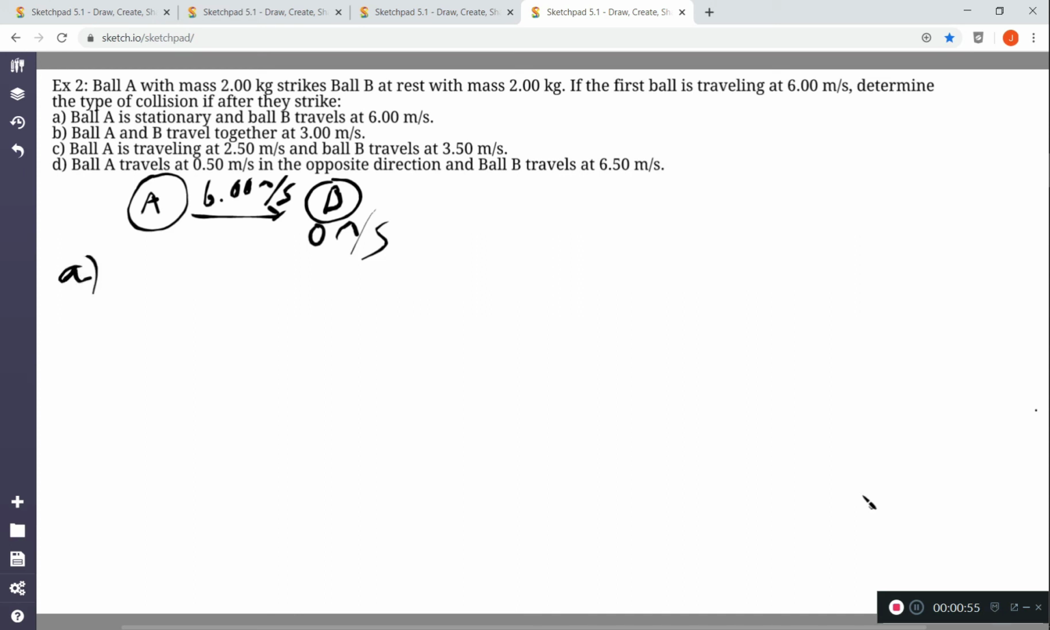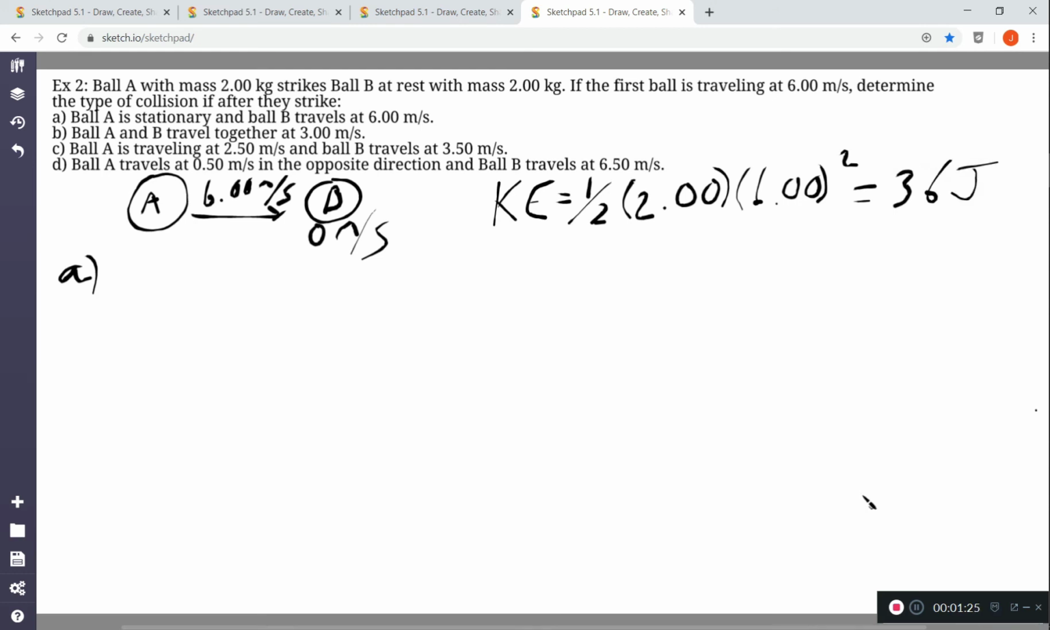So let's work out what the kinetic energy is at the beginning, because every one of these situations has the same kinetic energy at the beginning. It's 1/2 mv squared. The mass of the first ball is 2, and its velocity is 6.00 squared. The kinetic energy of the second ball is going to be 0 because it has a velocity of 0, so we're just going to work out the first ball. So we have 36 joules of kinetic energy to start with.